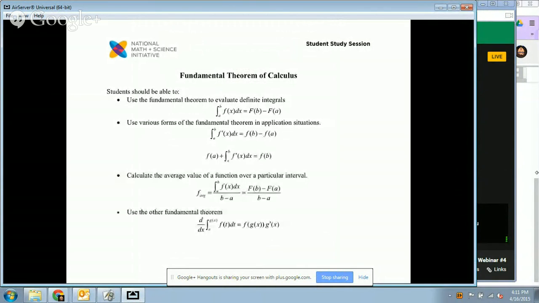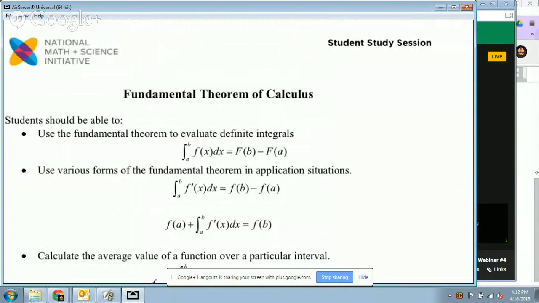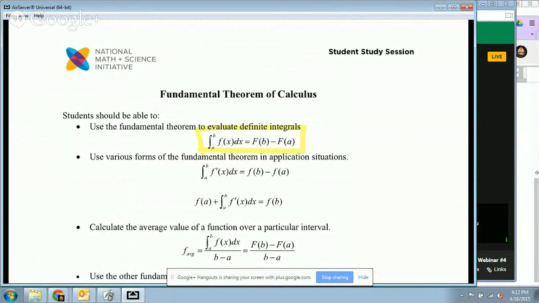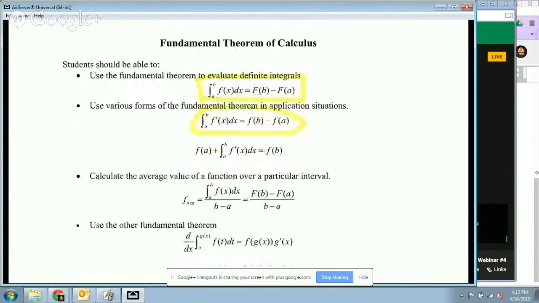You should be able to use it to evaluate definite integrals. This is that basic piece that your teacher might have even started with, right? I take the antiderivative and then I plug in the endpoints to find the value. You can also use it with different applications. If I take the antiderivative of the derivative, it's the original function, f of b minus f of a, and you've also got that whole idea with the initial condition: value at b is equal to the value at a plus the integral from a to b. We'll see that better in a different context.